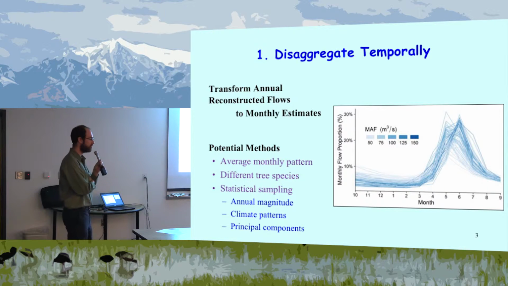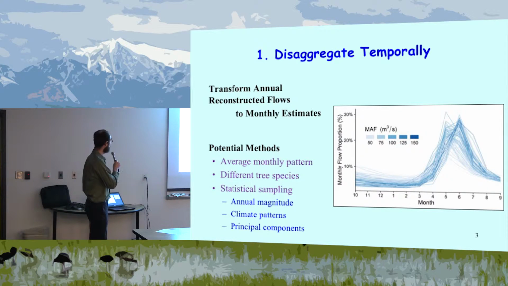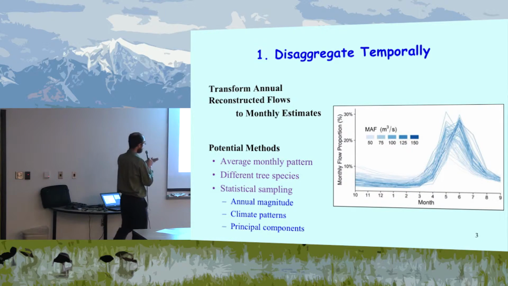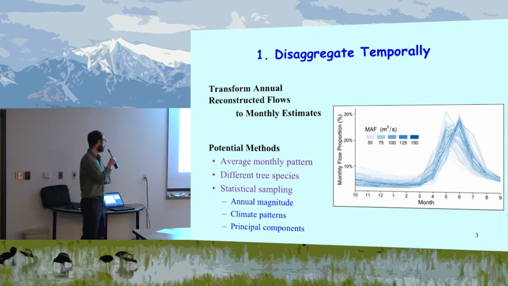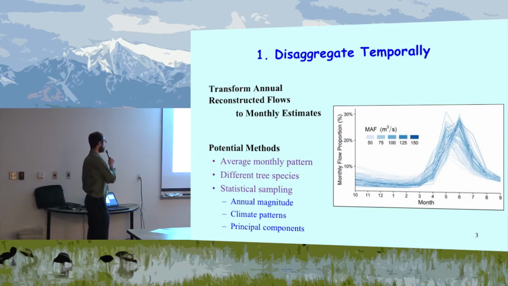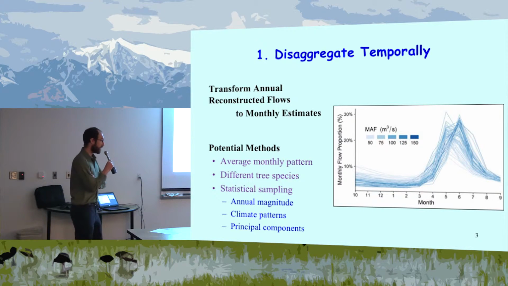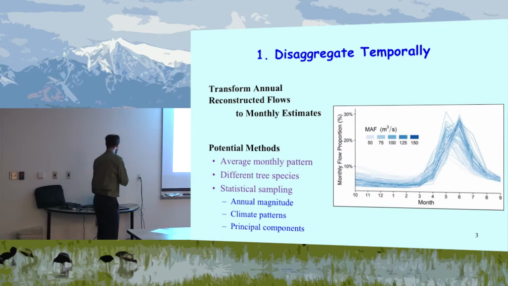Their demands change seasonally. So we have a variety of potential methods that we're looking at to do this disaggregation. One is simply taking the average monthly pattern. Another is trying to tie to different tree species which put on their rings at different times of the year. Another approach includes statistical sampling, including trying to tie to some of the climatic patterns that Simon was mentioning in an earlier talk.